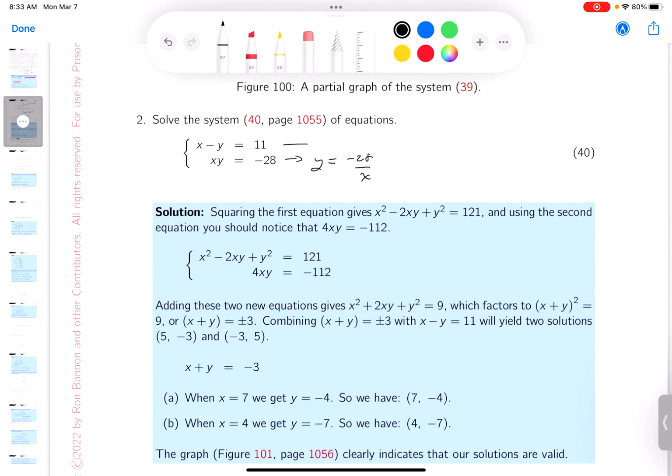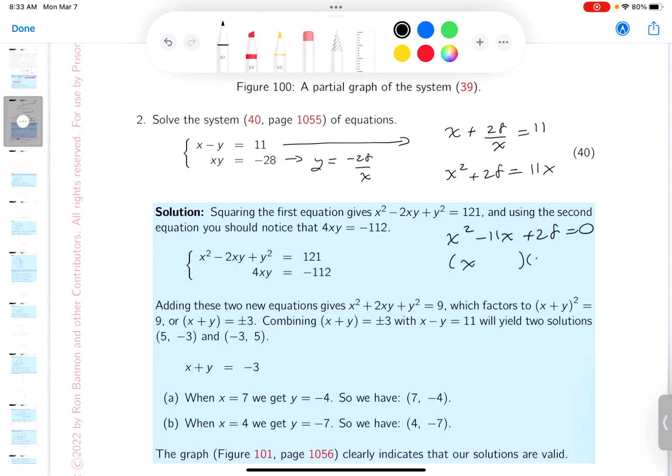Then I'm going to substitute into the first equation. What would that give you? x plus 28 over x equals 11. Then what I'm going to do is multiply both sides by x. You get x squared plus 28 equals 11x. I'm going to get that to equal 0, so I can use the zero product rule: x squared minus 11x plus 28 equals 0.